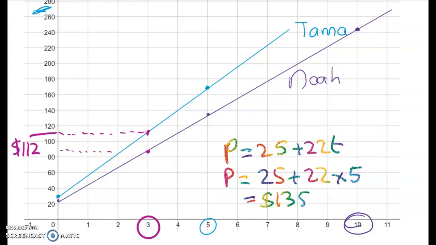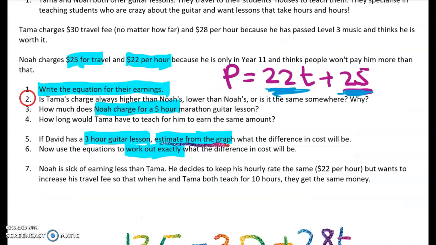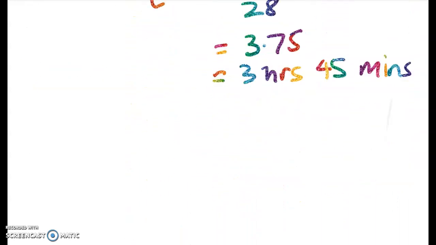And what does it look like from the graph that Noah's at? Well, it looks like he's at about 90. So it looks like that gap there is about $22. Okay, so I'm going to say 112 minus 90 is roughly $22. But let's use the equations to work out exactly what the difference is.